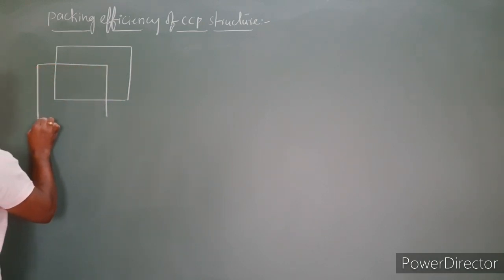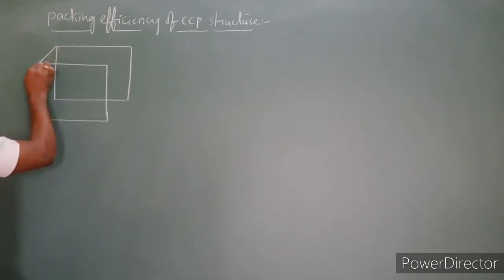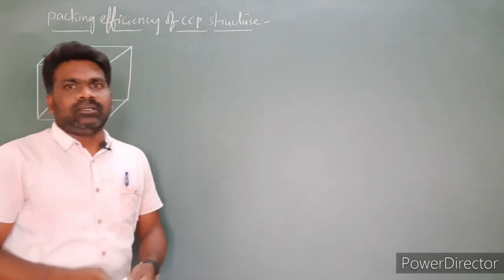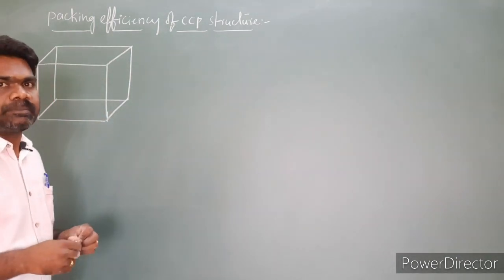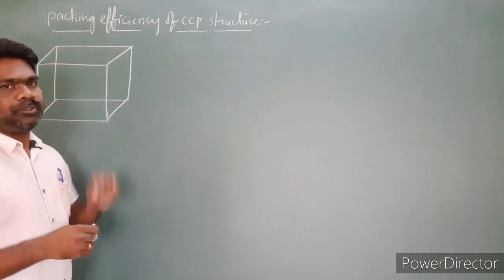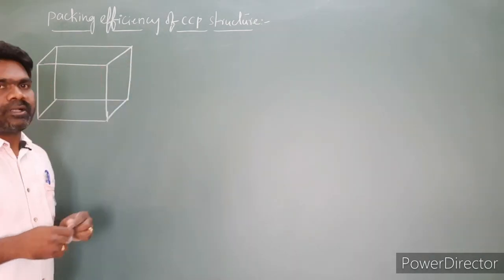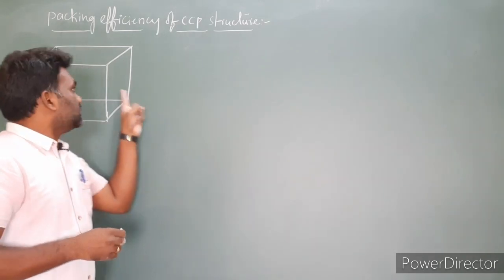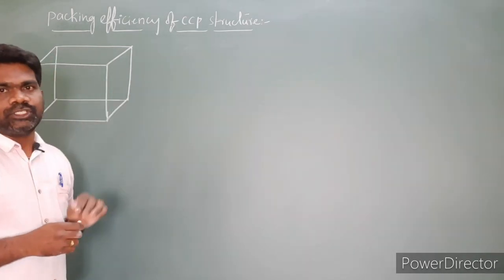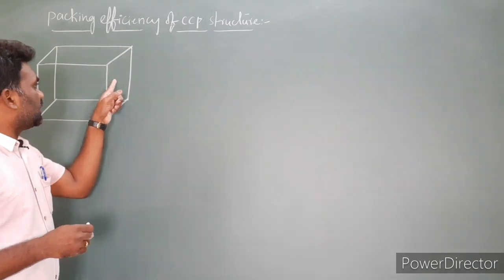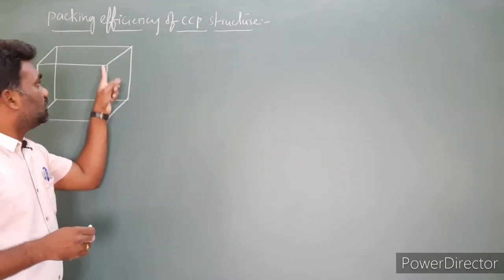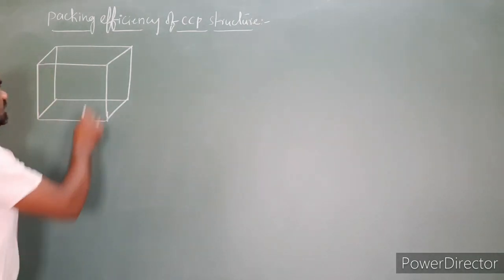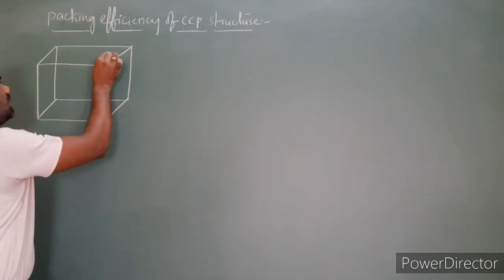So this is the structure of FCC. We know very well that in FCC structure the constituent particles are present at each and every corner position. In addition to the corners, the constituent particles are present at the centers of each face. So first let us draw the spheres at corners.